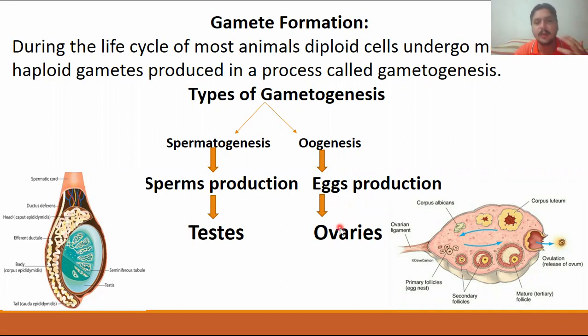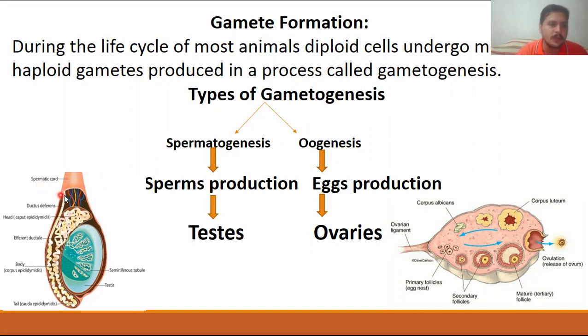So the egg production process is called oogenesis, and the eggs are produced inside the female ovaries. Like human testes, the gonad in human female, there are two different ovaries. Two ovaries are present in case of females. So you can see here, this one is the structure of ovary. So what do you say about this?